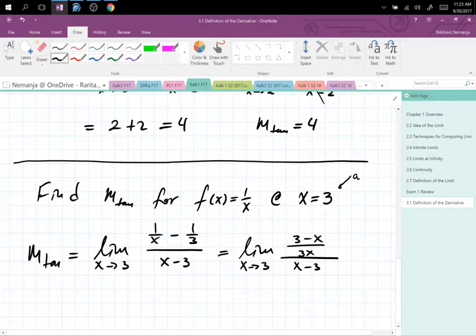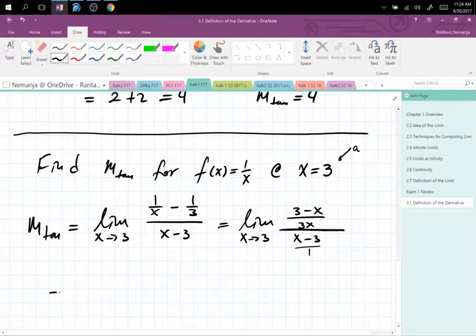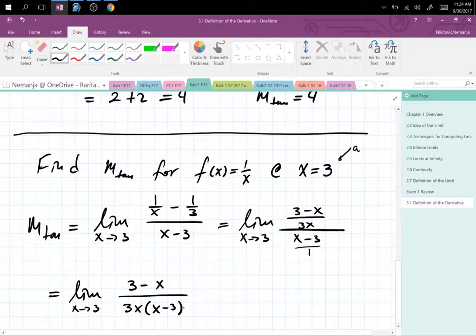Now we have a double fraction, right? So I can put over 1 to make it a little bit easier. It's just basic algebra here, intermediate, I guess. You have 3 minus x times 1 on top, and then 3x, x minus 3 in denominator. So you multiply two that are far apart and two that are close by. That's how it goes. And if you carefully observe, you have 3 minus x and x minus 3. If you factor out negative sign in the numerator, it flips into x minus 3.